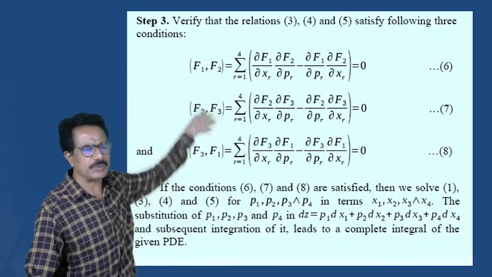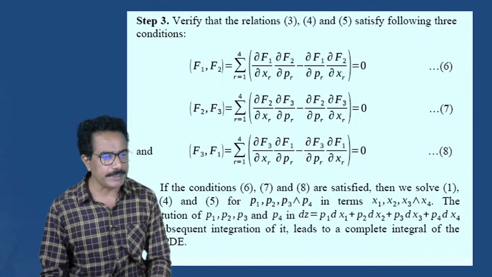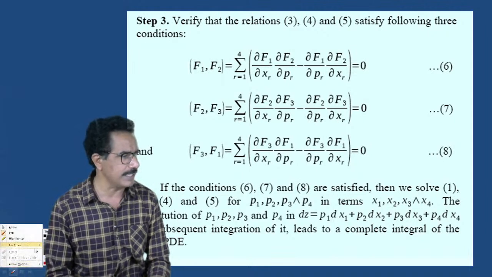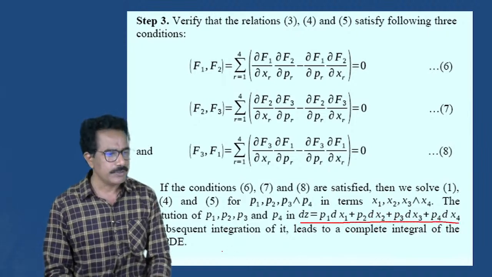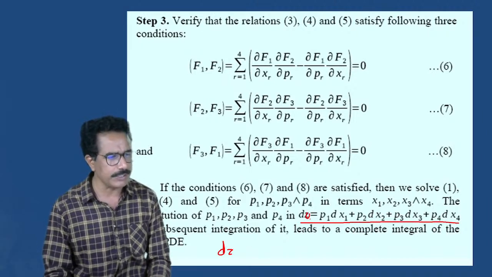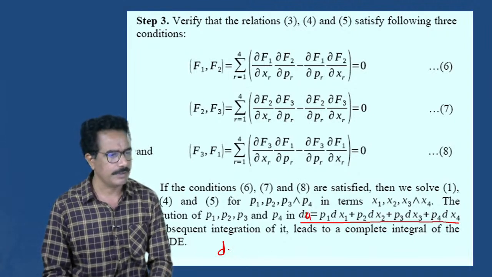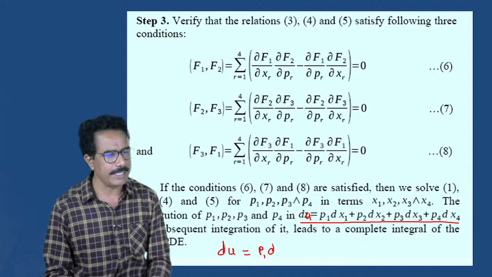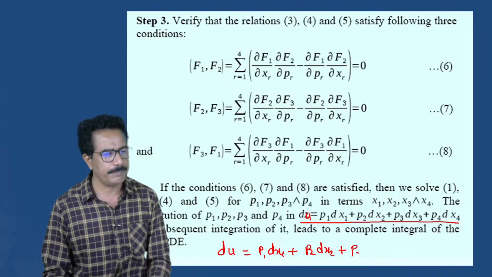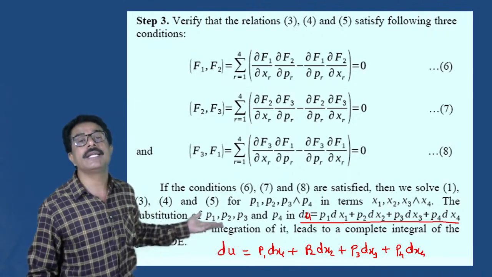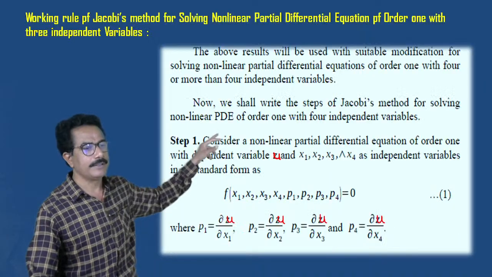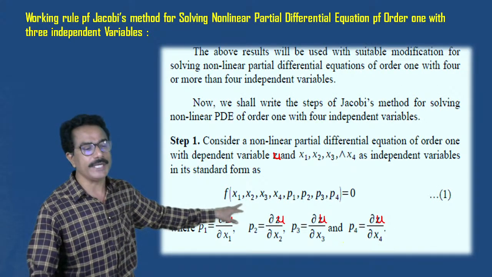This is not necessary to check. Put these values of P1, P2, P3 in this Pfaffian differential equation. So dz equals, or we can write du equals P1 dx1 plus P2 dx2 plus P3 dx3 plus P4 dx4, and solve this Pfaffian differential equation. We will get the solution of the given differential equation having 4 independent variables.